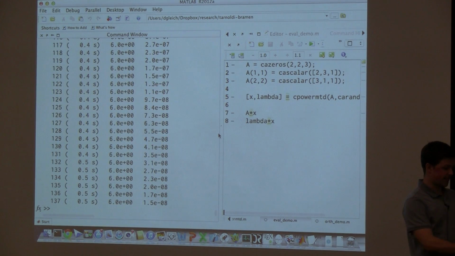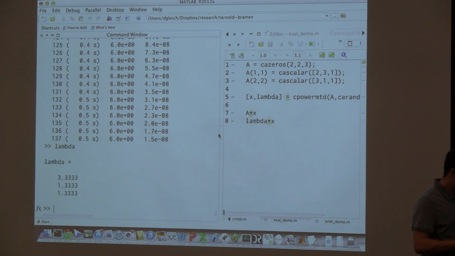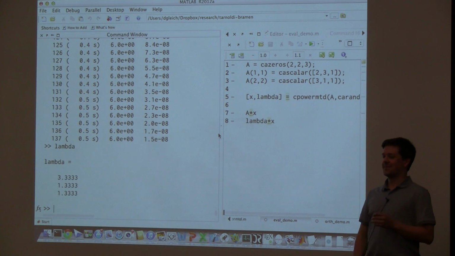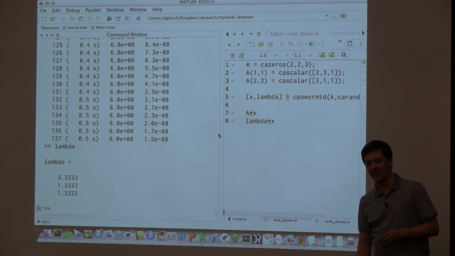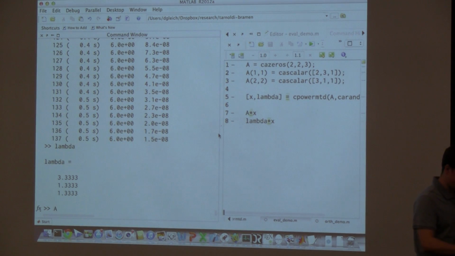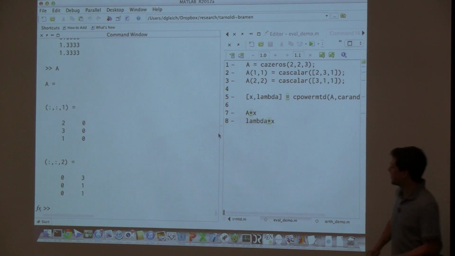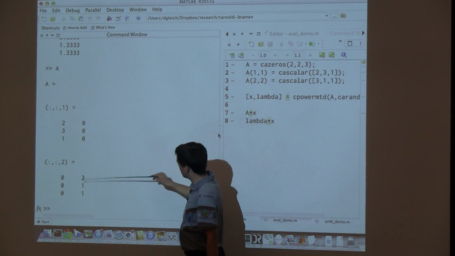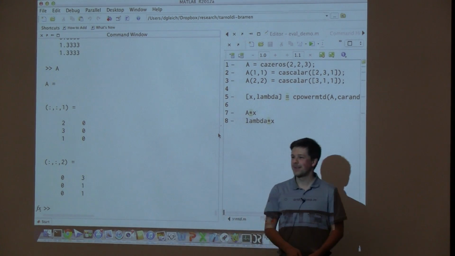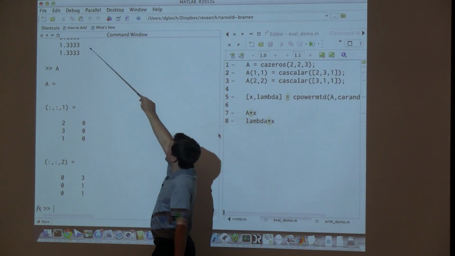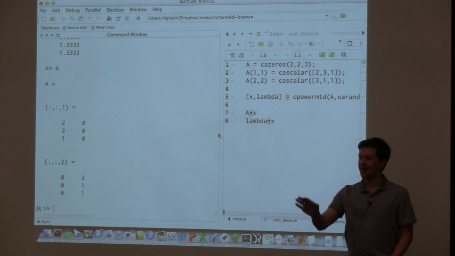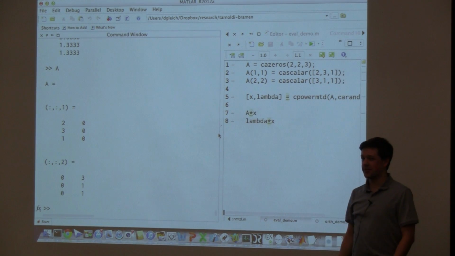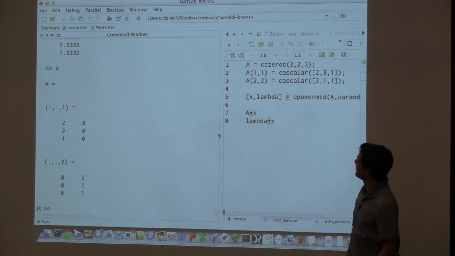So it runs and it spits us out things. So the eigenvector we get, lambda is 3 and a third, 1 and a third, and 1 a third. What was this matrix A we had? So this was 2, 3, 1, 0, 0, 0, 0, 0, 0, 3, 1, 1. So the eigenvalue we got is neither of these two entries, which is not what I expected it to be. It was supposed to be one of those two entries, and that's not what it is.